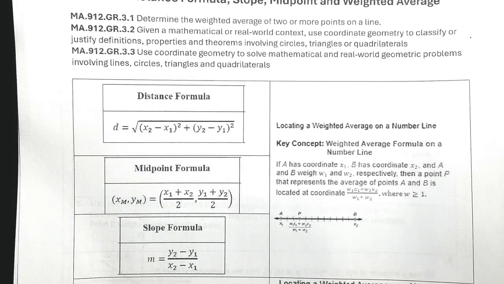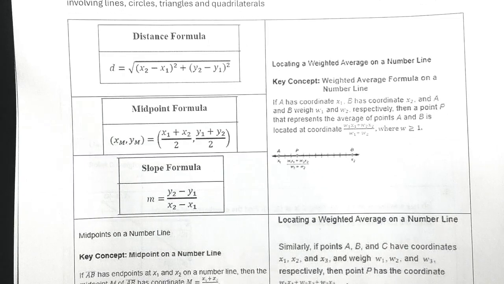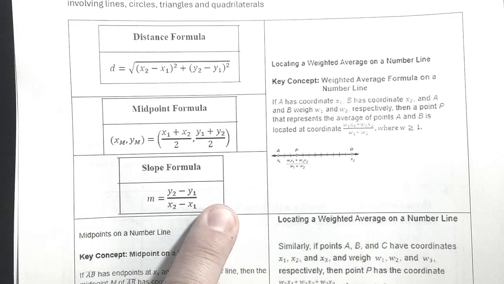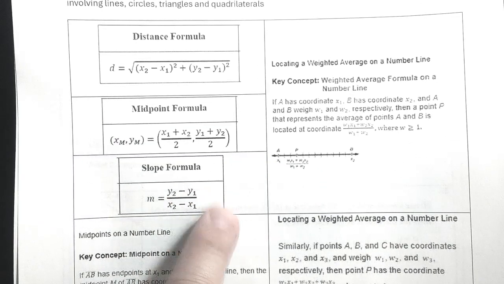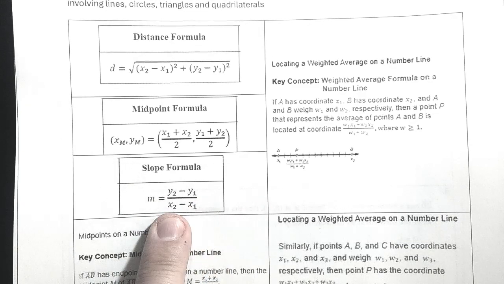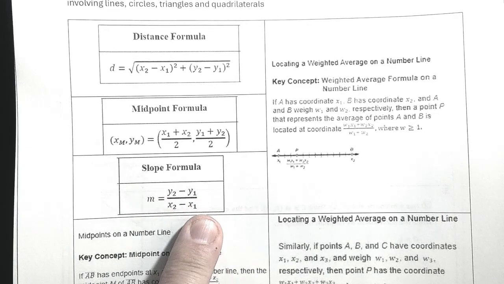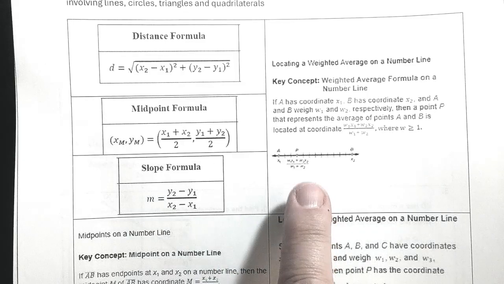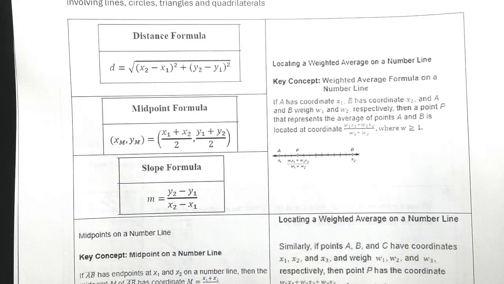Slope, that is your change in y, your rise over your run, your change in y's over your change in x. So y sub 2 minus y sub 1 over x sub 2 minus x sub 1. Yeah, this is really tough to read.